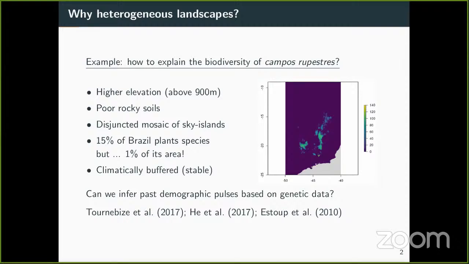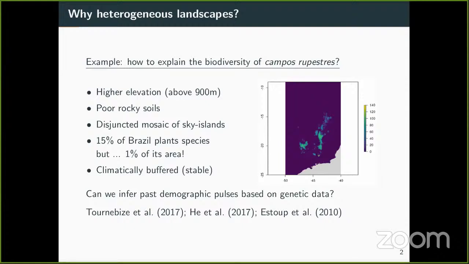You have poor rocky soils, and that forms a disjunct mosaic of sky islands. And something interesting about that is that even if it's just 1% of the area of Brazil, it's still like 15% of the plant species number. When I discovered these numbers, I was really amazed. It's impressive. And one factor that can explain that is that these areas seem to be climatically buffered. That is, in terms of climate, they seem to be more stable.